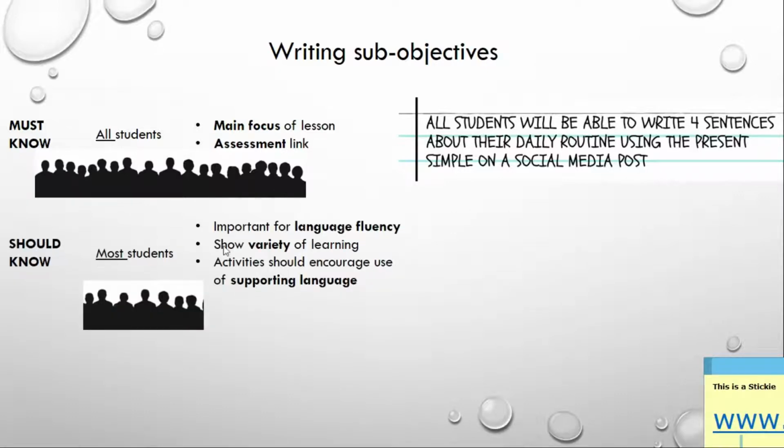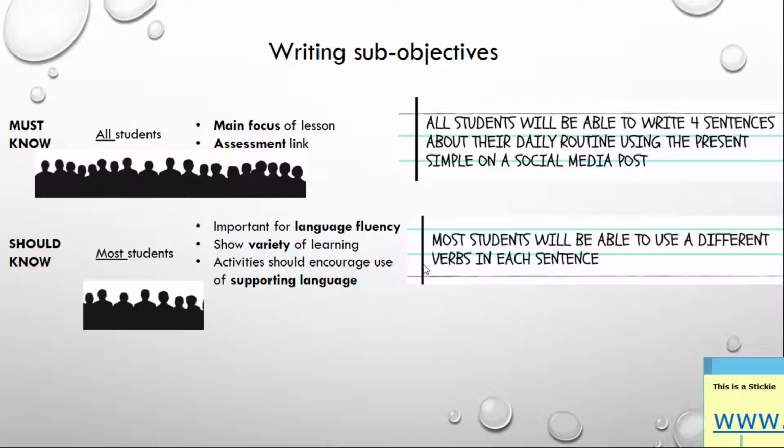But also think of other objectives, what most students would know to increase their language fluency, to show some variety. Most students will be able to use different verbs in each sentence. In this first one, they might be able to just use the same verb again and again, but try to get them to use different verbs.